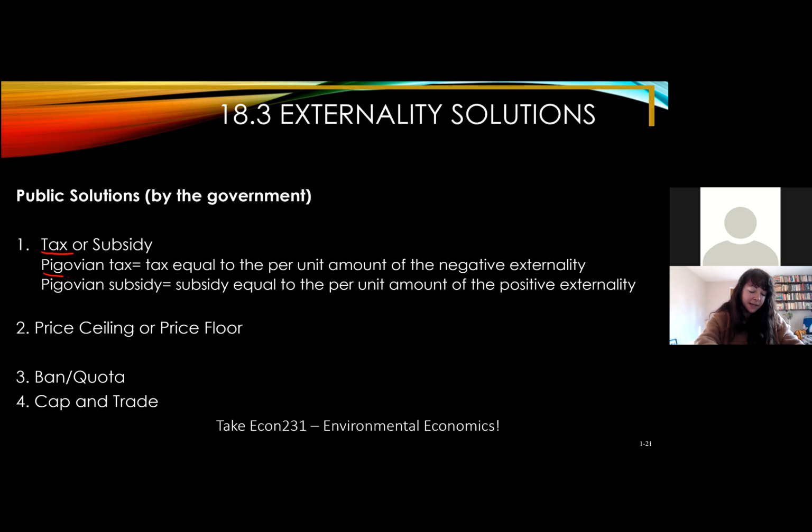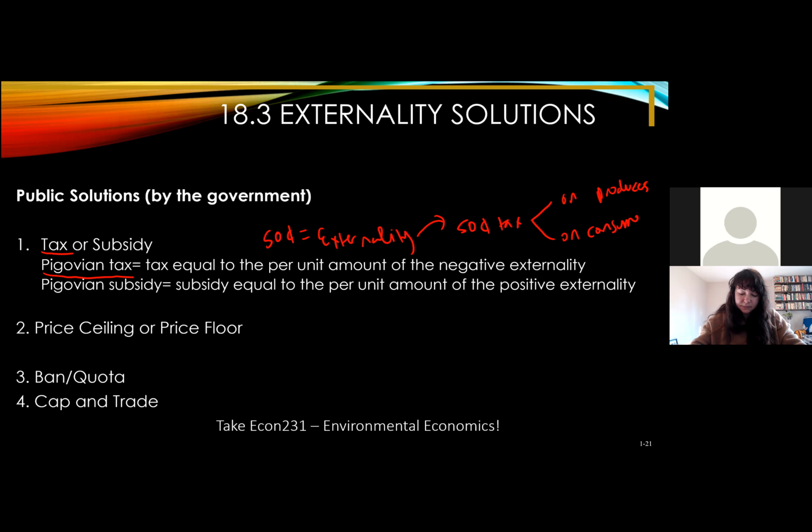And then there is a specific kind of tax named after a French economist, Pigou. A Pigovian tax is a tax that's equal in size to the amount of the negative externality. So if the external cost is 50 cents, then you would do a 50-cent tax. And we know from our prior coverage that it could be on producers or consumers, and it should have the same impact. Shouldn't matter who you put it on, it will correct the externality either way.